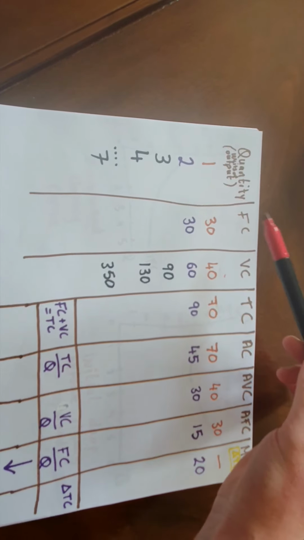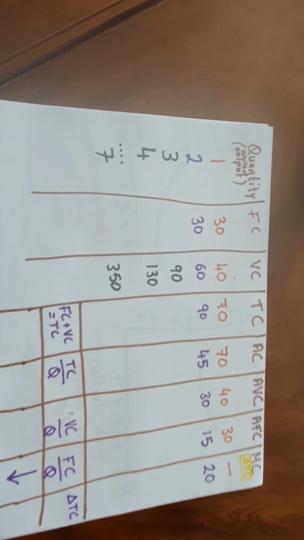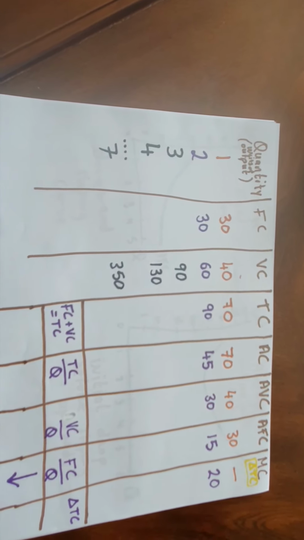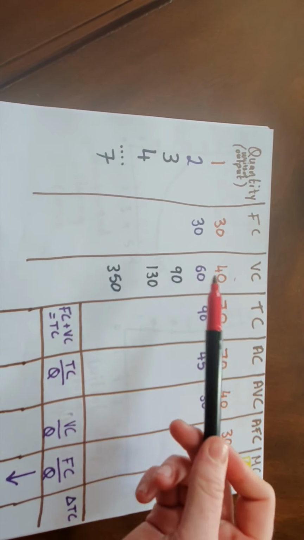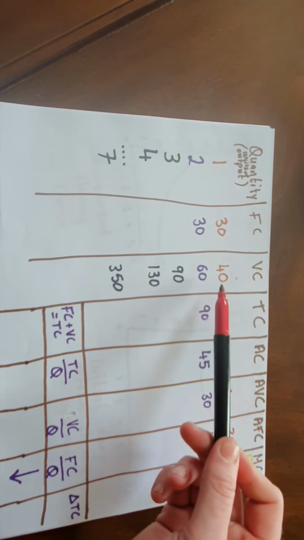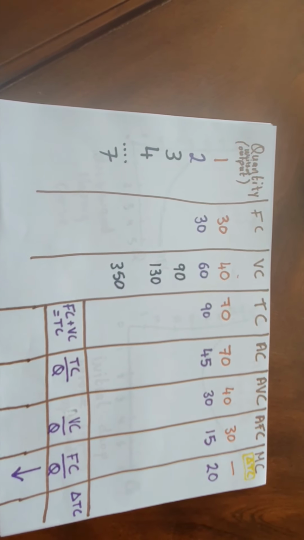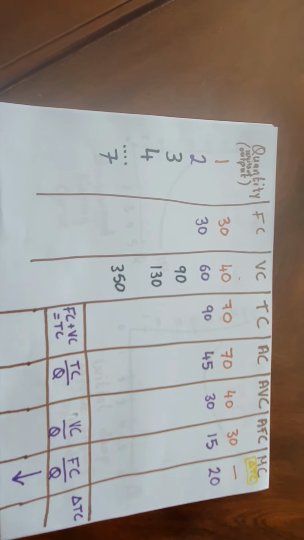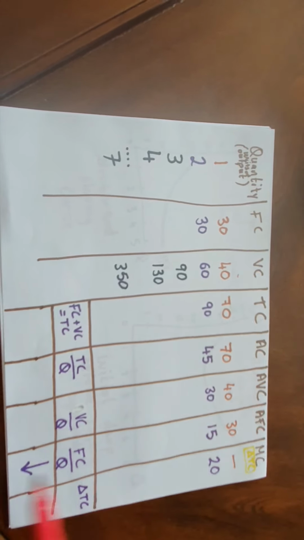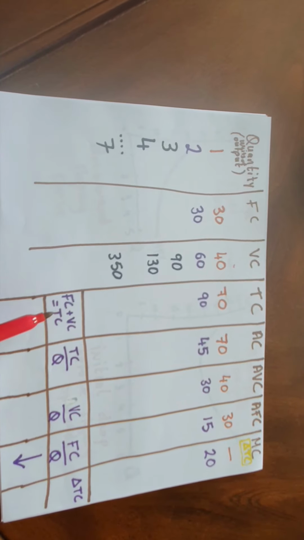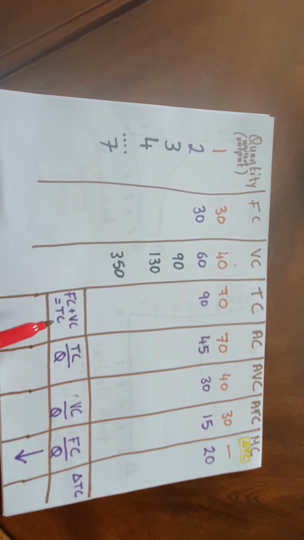So first of all, our quantity. Well, our quantity is our units of output. Our fixed costs then, again, they're a fixed cost, they don't change. Our variable costs, these are going to change relative to our production. So as our production increases, these variable costs are going to increase. Our total costs then, we can see here, it's our fixed cost plus our variable cost.